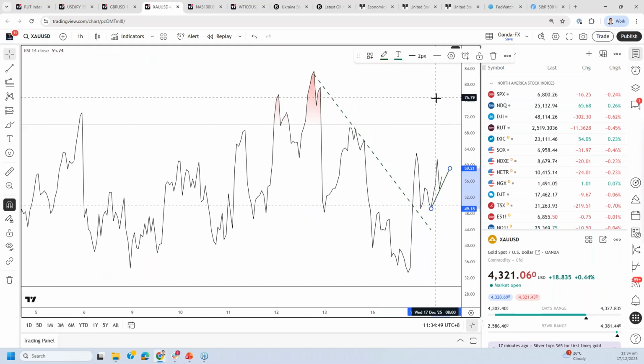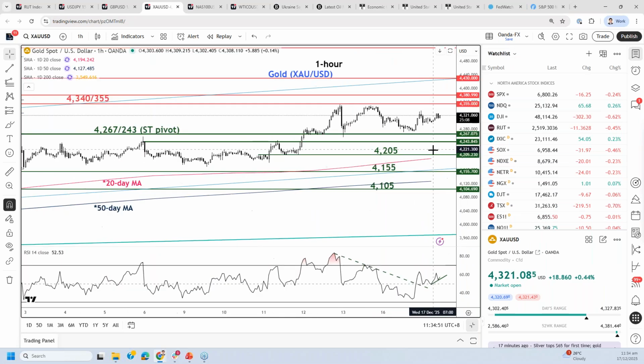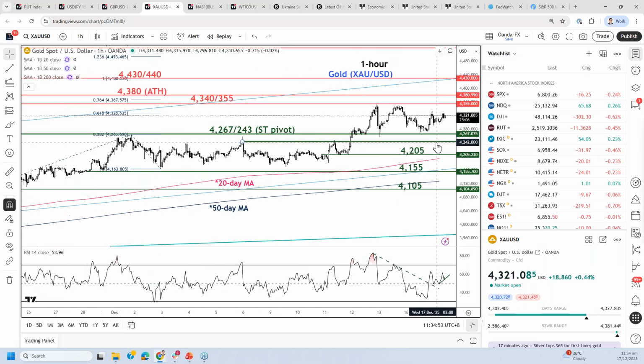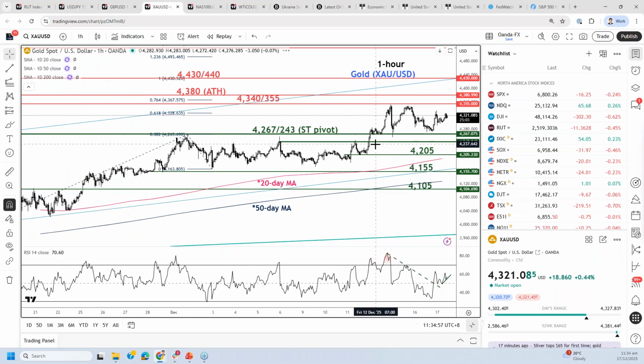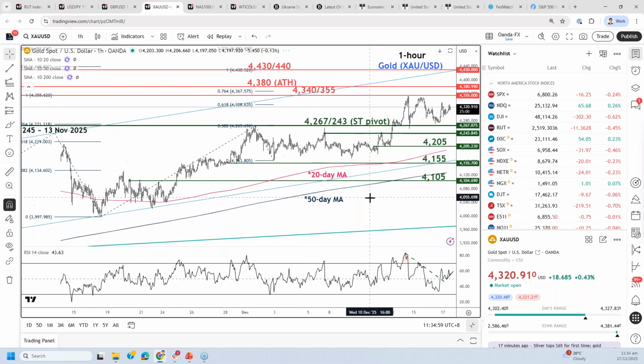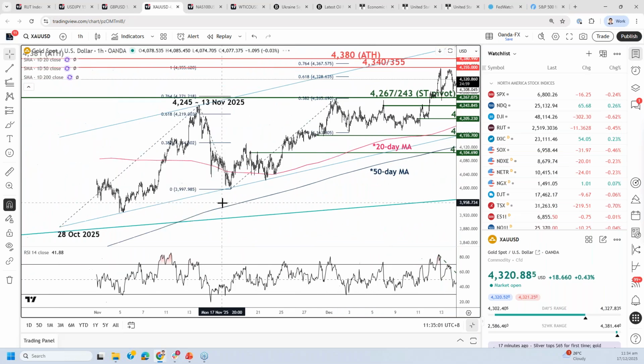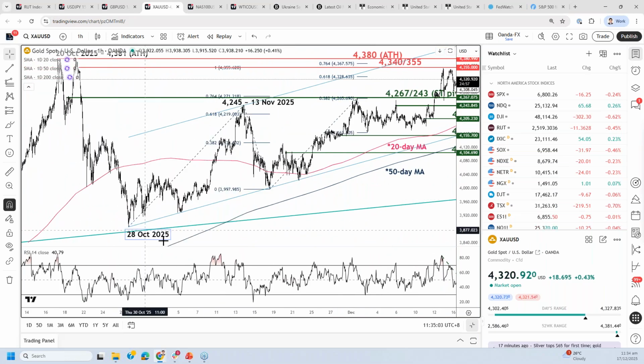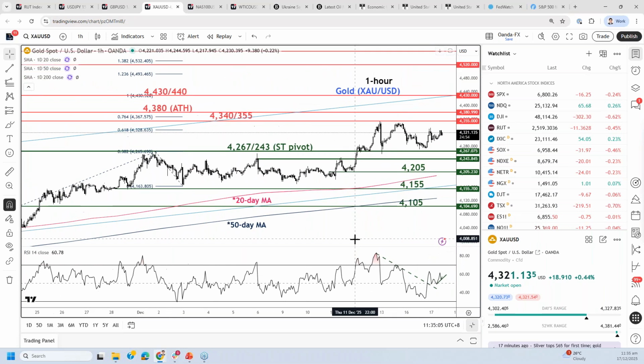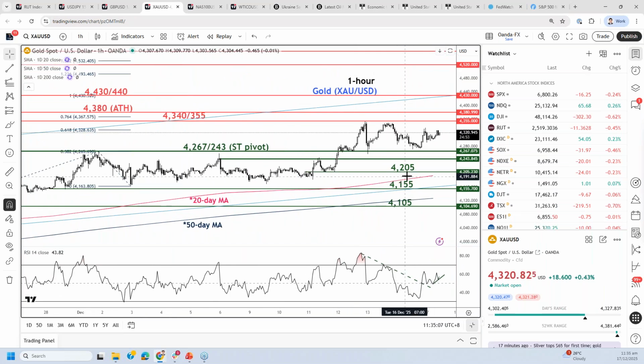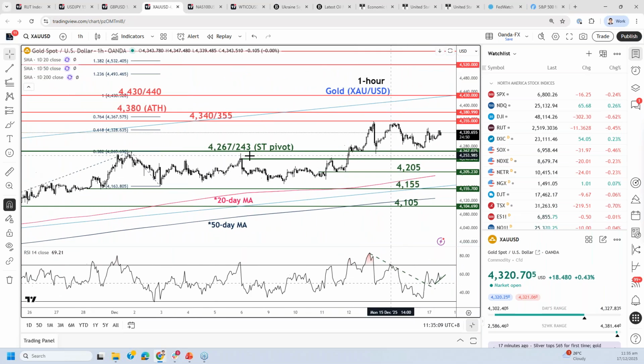All right, indicating that short-term momentum has started to creep back into gold XAU/USD, supporting this ongoing minor/medium-term bullish trend that has taken shape since the low of 28th of October this year. All right, so there's no damage to this trend phase. So with that, still using the medium-term pivotal support zone at 4,267, 4,243 to maintain my bullish bias.